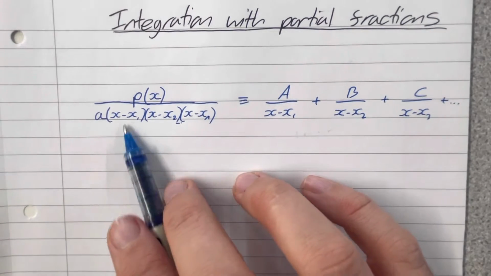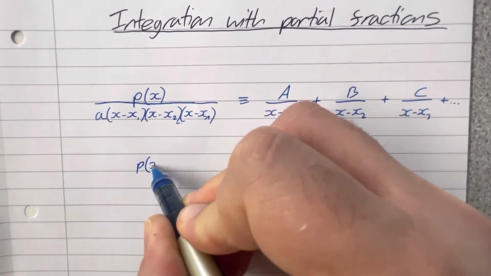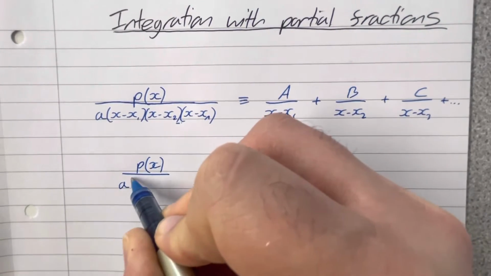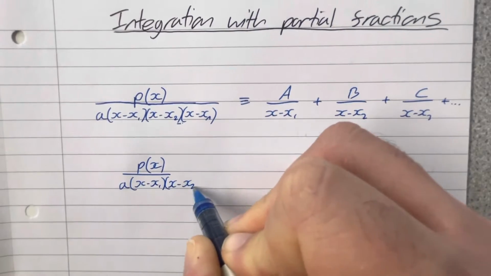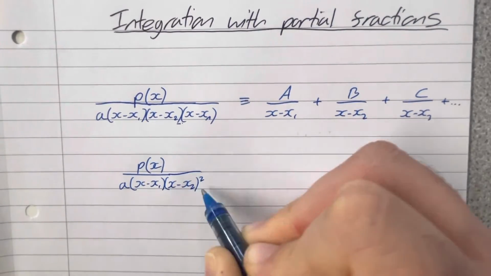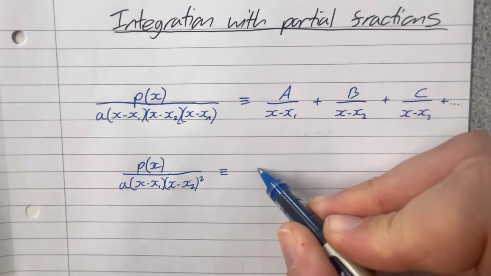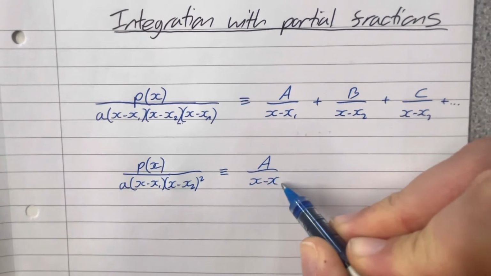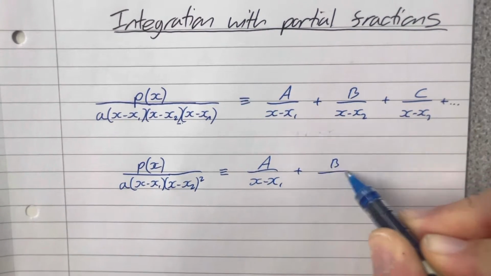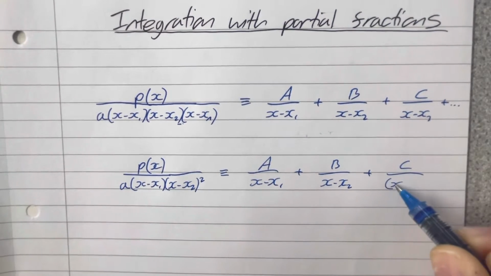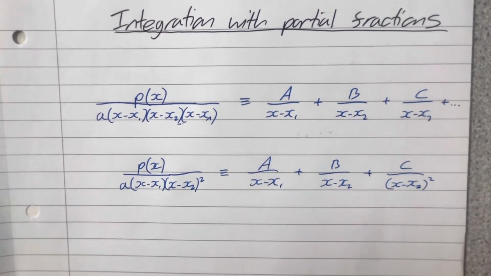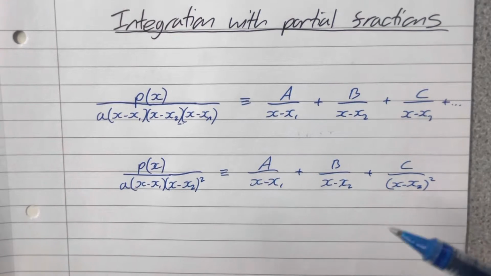Also, if you have repeated roots, so let's say, for example, we've got p of x divided by a into x minus x1 times x minus x2 squared. So this is a repeated root on the bottom. Then we deal with that slightly differently, and this is all covered in the partial fraction theory back at the beginning of the course. So that'll look like that. And again, a question will guide you through that most of the time.